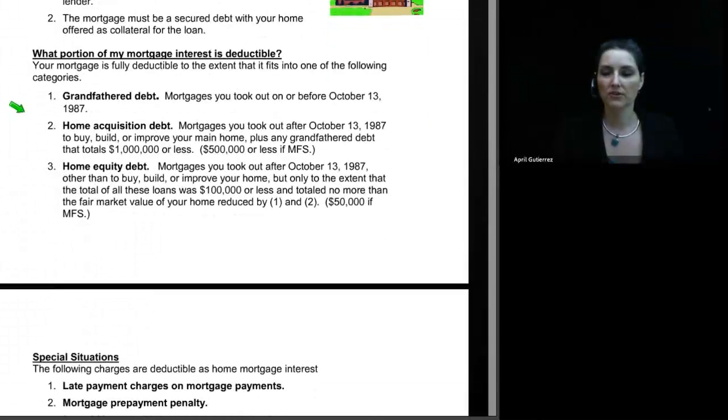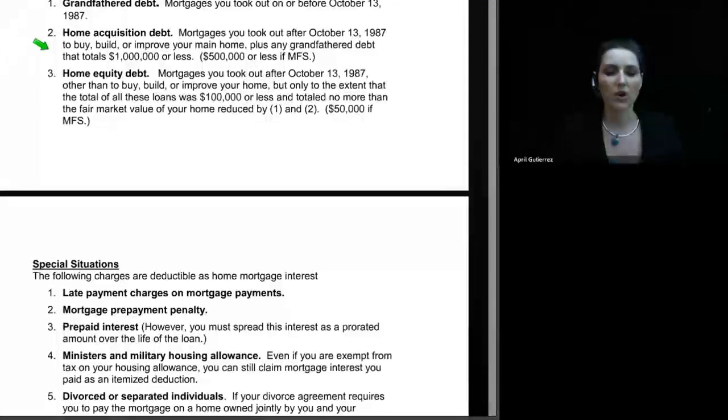And what portion of your interest is deductible? Well, there are some rules for that. They've been around a long time now. Firstly, there's something called grandfathered debt, mortgages that were taken out on or before October 13, 1987. Can't imagine there's too many of those out there anymore. Then there's home acquisition debt, mortgages you took out after October 13, 1987 to buy, build, or improve your main home, plus any grandfathered debt that totals $1 million or less. And that's the key point. It's $1 million or less.